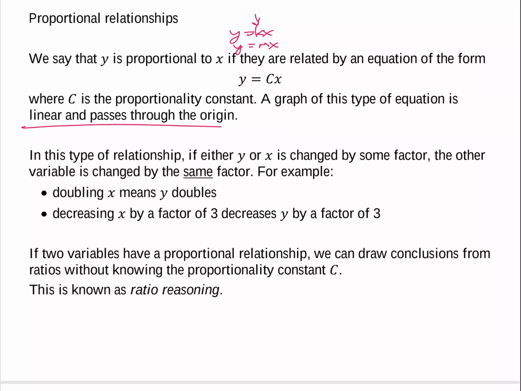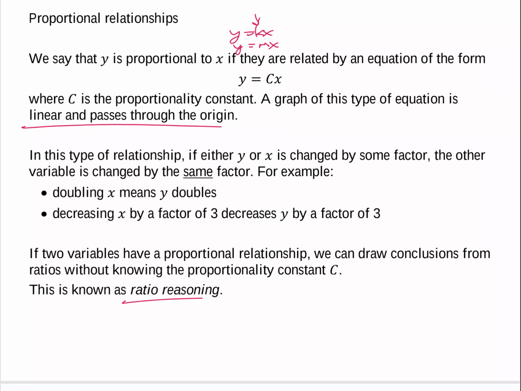If two variables have a proportional relationship, then we can draw conclusions from ratios without actually knowing the proportionality constant c. And this is known as ratio reasoning. And we do this quite a bit. You do it actually all the time without even thinking about the fact that you're doing algebra in your head. And people just kind of have an inherent knowledge of this, and they don't realize that they're doing this, and they're like, oh, I never use algebra ever, and actually you do.